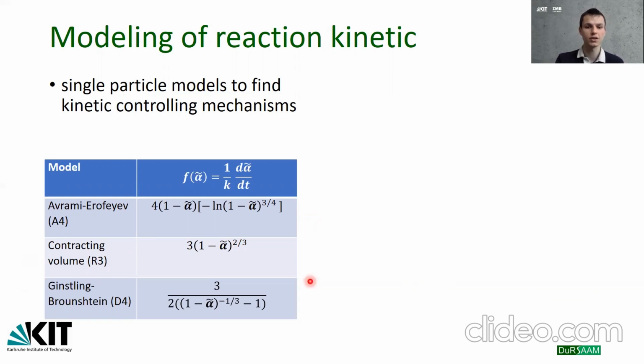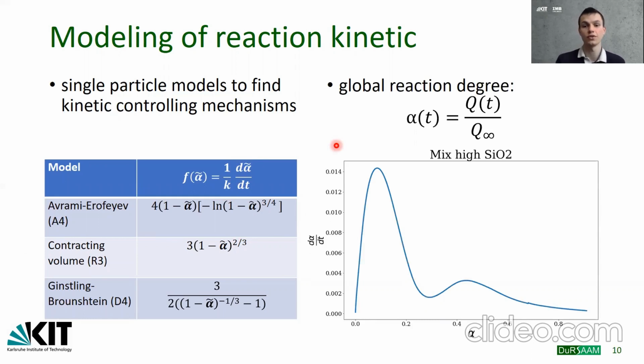All these equations link the degree of reaction alpha tilde with its derivative along time, and the fitting is done on the reaction rate K. Usually, we do so with the global degree of reaction, for example, constructed as this fraction, heat release divided by final heat release. And one should build this function, the derivative of the degree of reaction as a function of the degree of reaction.